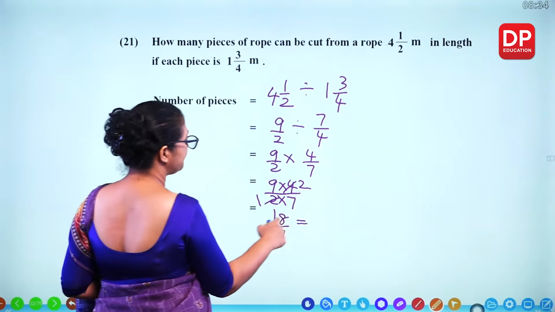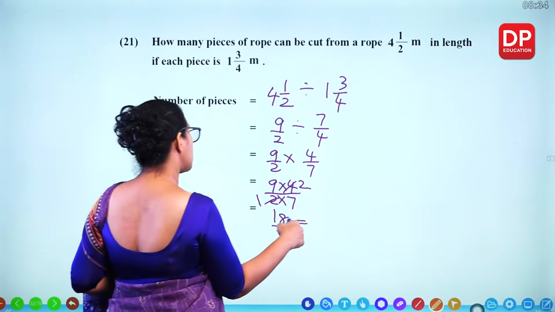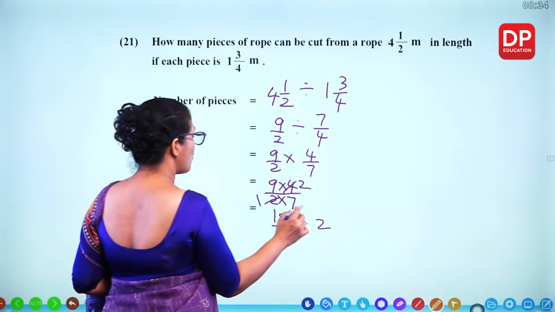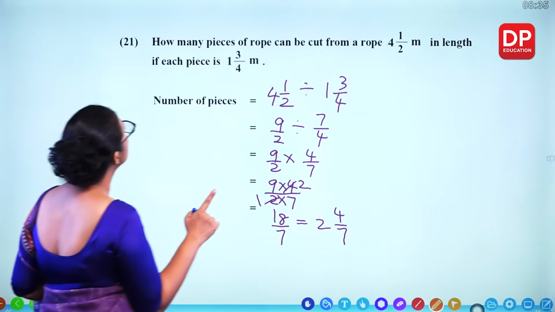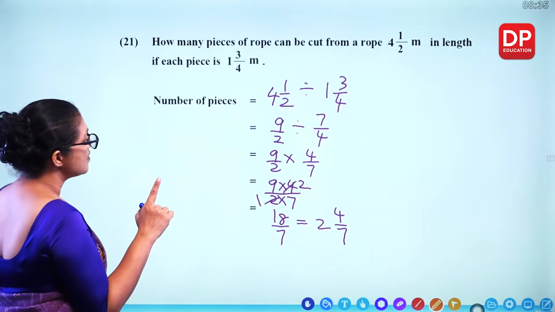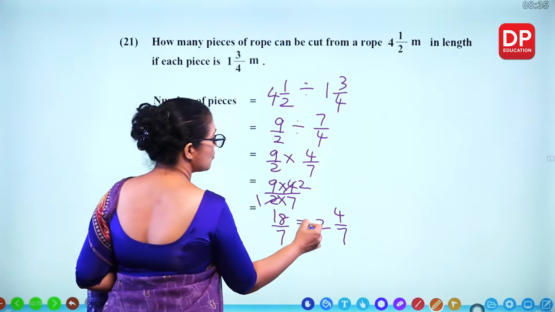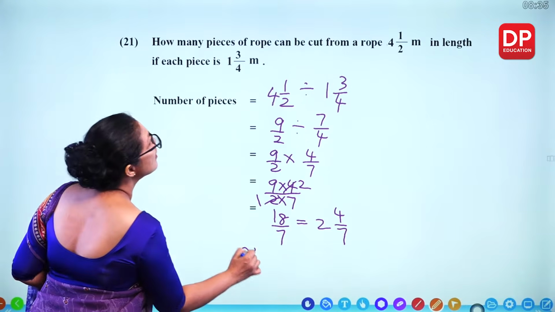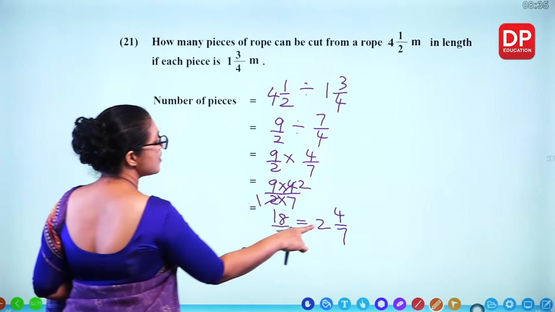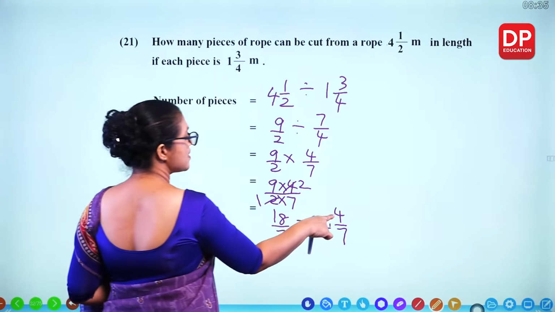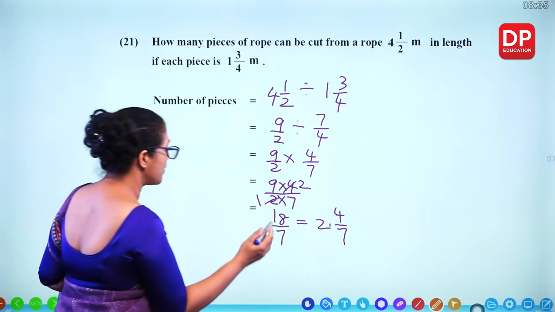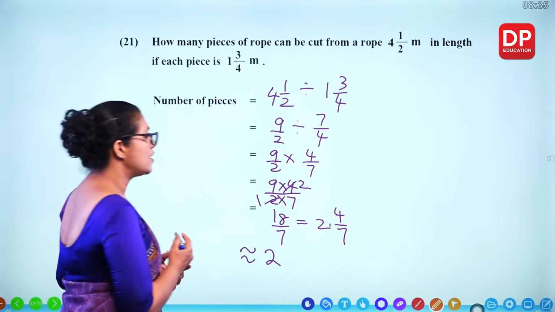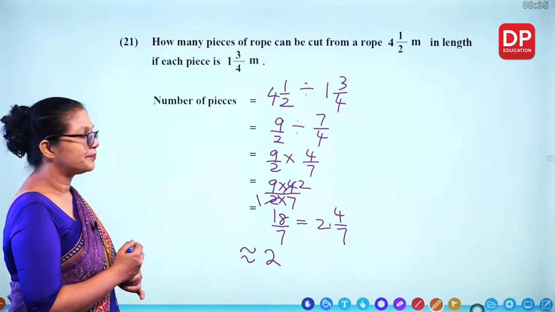So roughly 7 times 2, 14 and 4 sevenths. So how many pieces can you cut? So roughly 2 pieces. You can't cut 3 pieces because this is 4 sevenths of another one. So roughly 2 pieces.